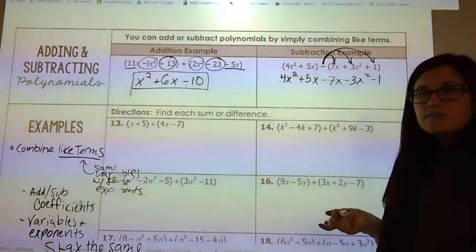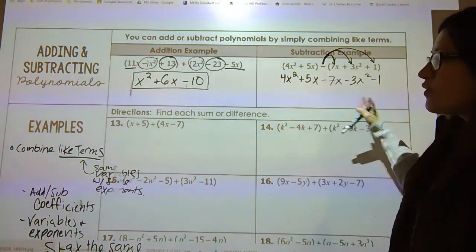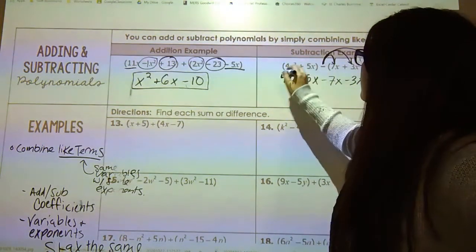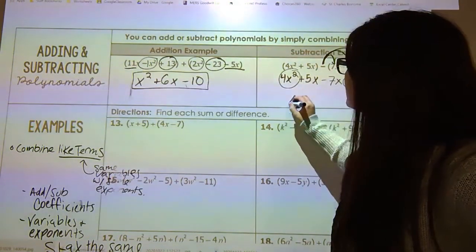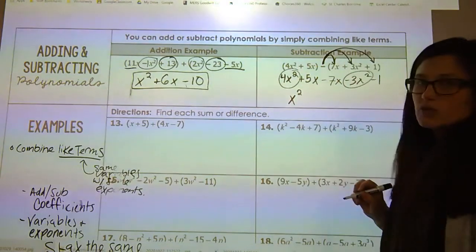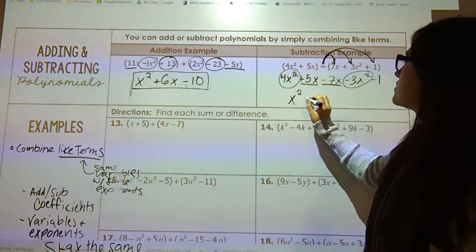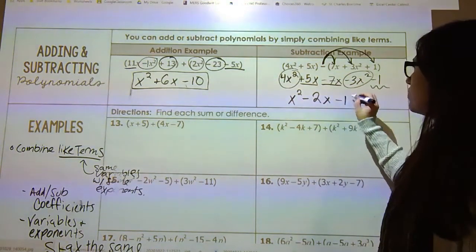Okay. Now I'm going to combine like terms. So do take this time to either rewrite it or somehow show yourself that you're distributing that minus sign. So I have 4x squared and a -3x squared. That gives me a positive 1x squared, or just x squared. I have a positive 5x and a -7x, so that leaves me a -2x. And then I still have my -1.